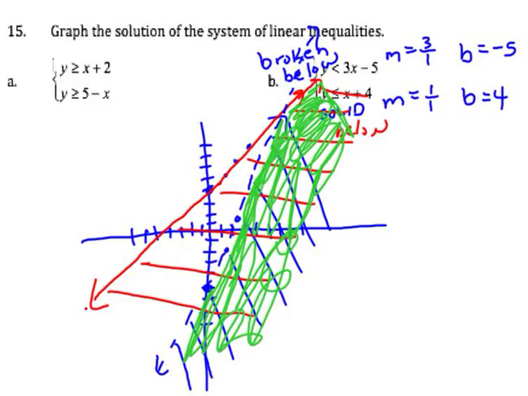And there's my shaded region. A little bit harder to see, but it goes right up along this broken line, and as soon as it hits here where the two intersect, it goes over below the red line. So below the red line here and below the blue line over here. And that is the solution area to that set of linear inequalities.